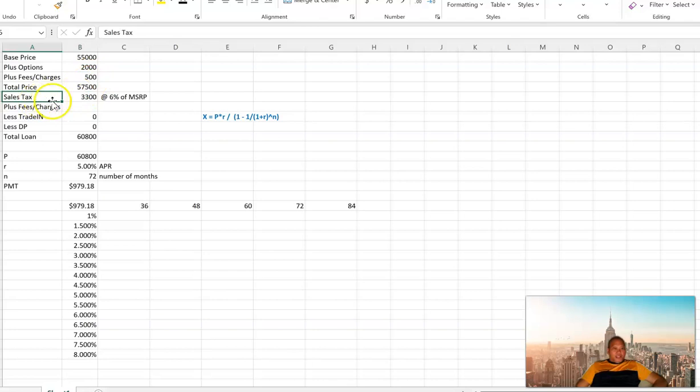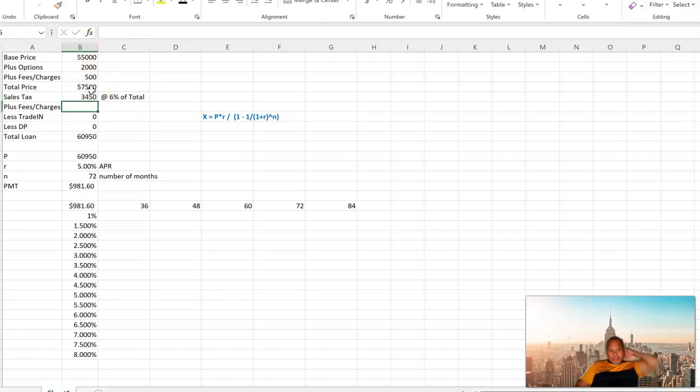And then you will be paying sales tax. Let's assume that the sales tax is 6% of the total. So it's going to be 6% of the 57,500.